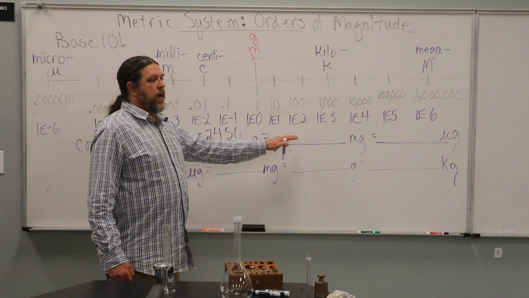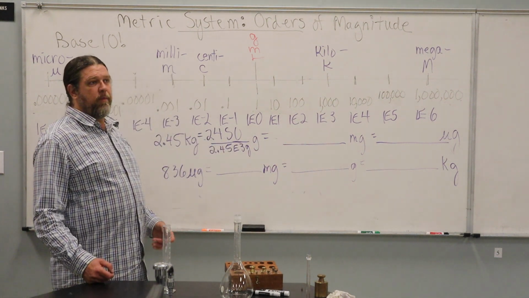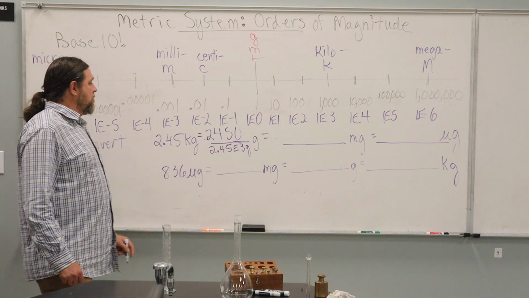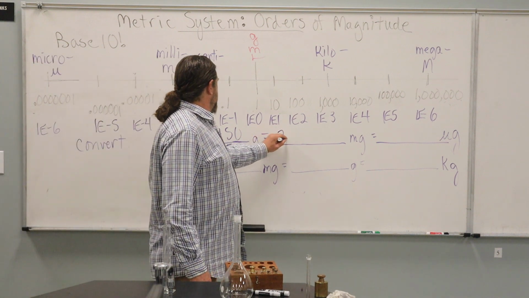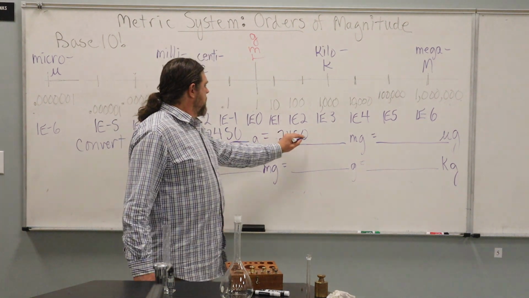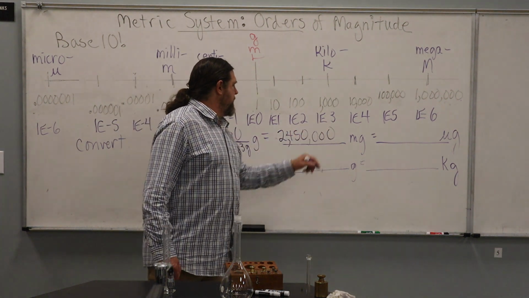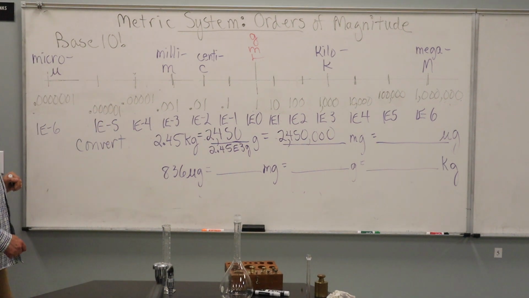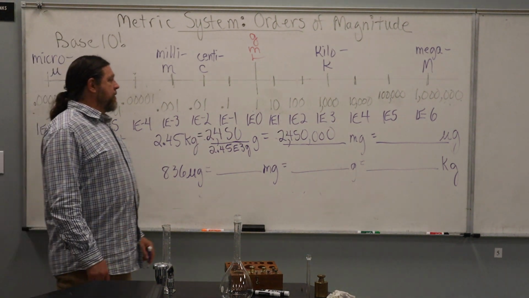Conversely, if we're going from grams to milligrams, milli means thousandths of a gram, so it's very, very small. We're moving 3 more places to the right. 1, 2, 3, we have 2,450,000 milligrams right here. And then micrograms.